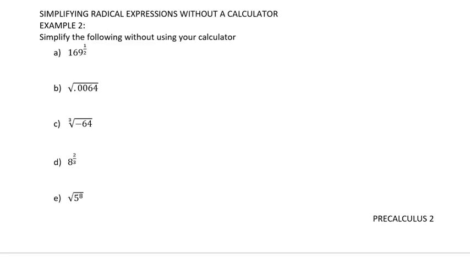169 to the 1/2 power. I already told you that equals the square root of 169, which we should know is 13. And we might look at the next one, the square root of 0.0064, and say, how am I supposed to do that without my calculator? Well, you know the square root of 64, of course, is 8.